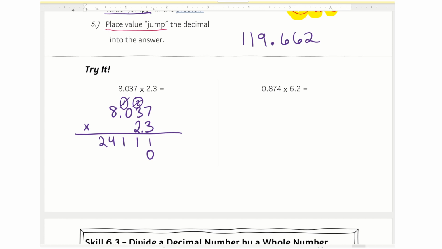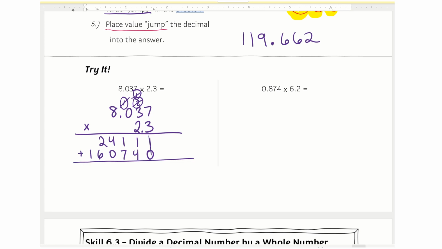Now I'm ready to multiply by the 2, so I'll put my placeholder 0 since I moved over a place. 2 times 7 is 14, 4. Carry the 1. 2 times 3 is 6, plus 1 more is 7. 2 times 0 is 0, and 2 times 8 is 16.